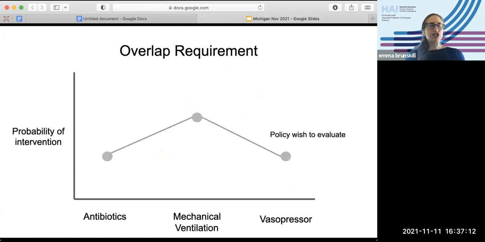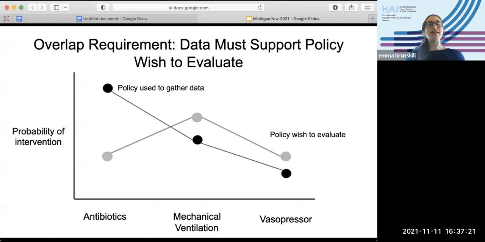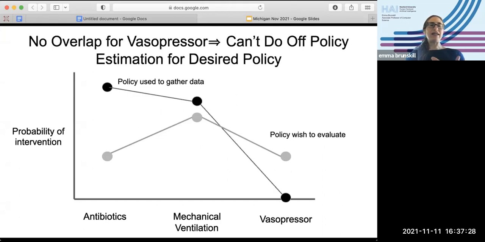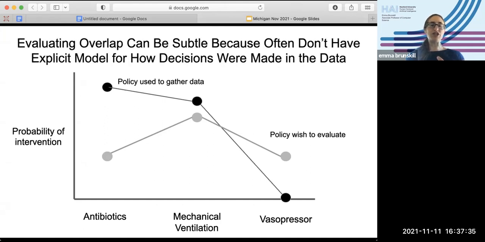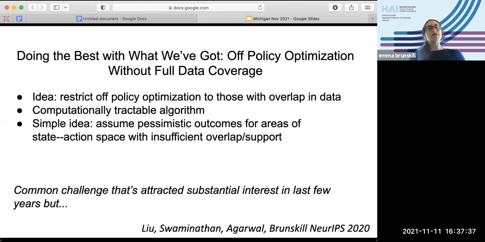So again, the challenge here is this overlap requirement. If say this is the policy we calculate, then the data must have been gathered in a way that tries out all the actions that have non-zero probability. And again, if we don't cover that, then we just can't evaluate that policy. And sometimes it can be really hard for us to know whether that's true. So we have some recent work that came out last year at NeurIPS, which I talk about as doing the best with what we've got.